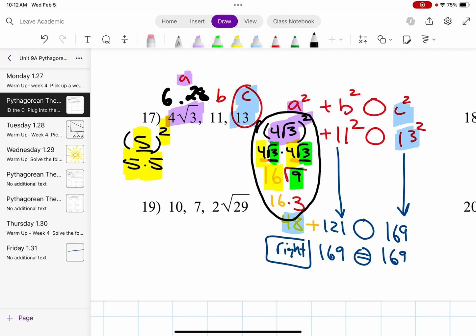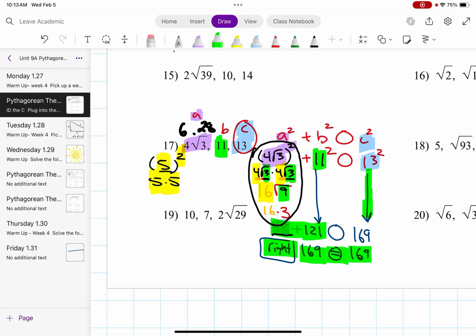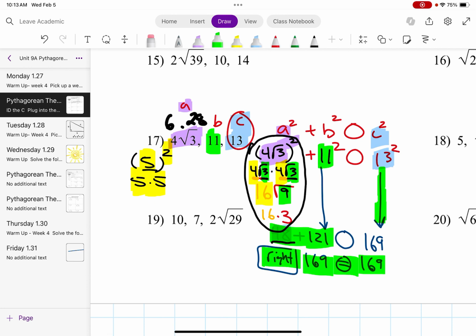Now, you have the 48 right here. Everything else gets squared because we have this 11, and the 11 gets brought down here. Add them up at the very end, and then you get 169. After you square that 13 over here, you get 169. So in this case, it'll be right, okay? That's one way of going about it, where A is going to have the 4 square root of 3.